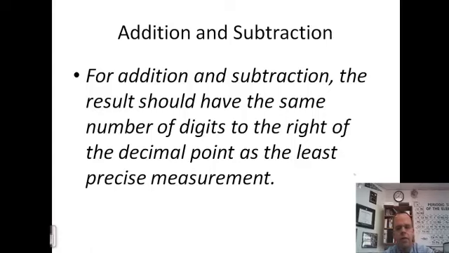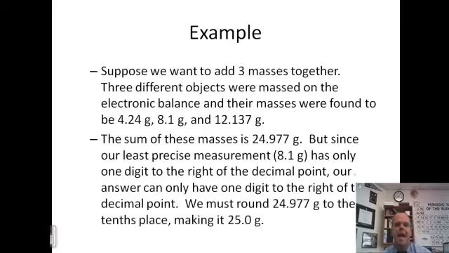Now, if we go to addition and subtraction, the rule changes. It's a different rule than what we had with multiplication and division. With addition and subtraction, we keep the same number of digits to the right of the decimal place as our least precise measurement. So whichever one has the least number of digits to the right of the decimal place, we'll round to that number of digits. So suppose we wanted to add 3 masses together, 4.24 grams, 8.1 grams, and 12.137 grams. When we add those in our calculator, we get 24.977 grams.